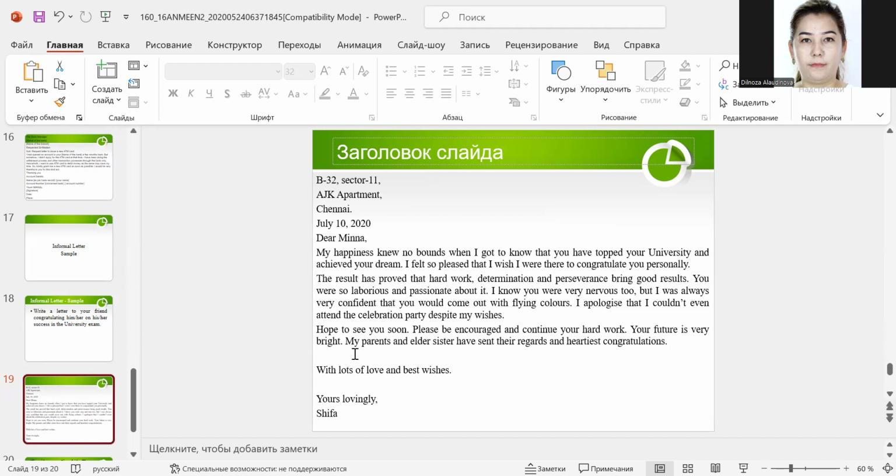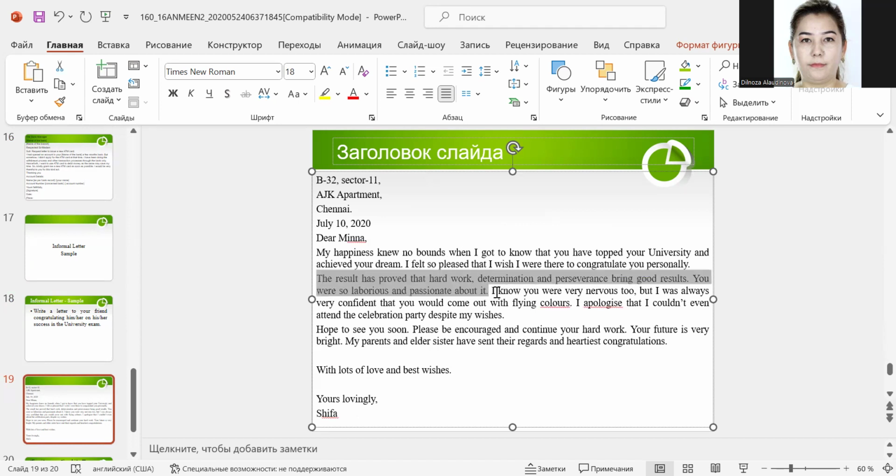Your future is very bright. My parents and elder sister have sent their regards and hearty congratulations. With lots of love and best wishes, yours lovingly, Shifa. It's the type of informal letter. It's the first body. Yeah, it's the subject, this is the first body, second body, and this is the third body.